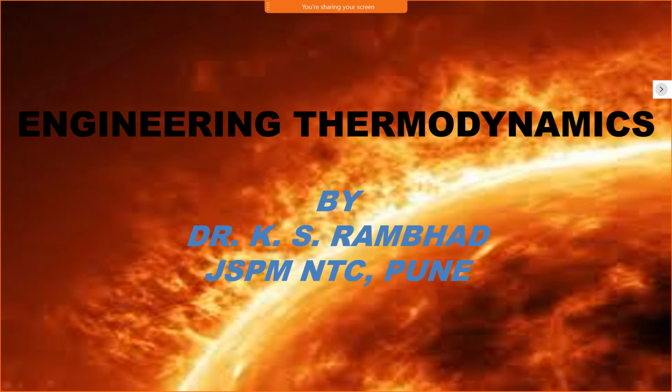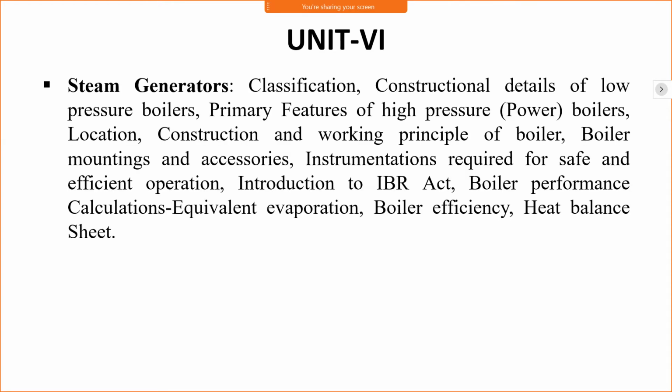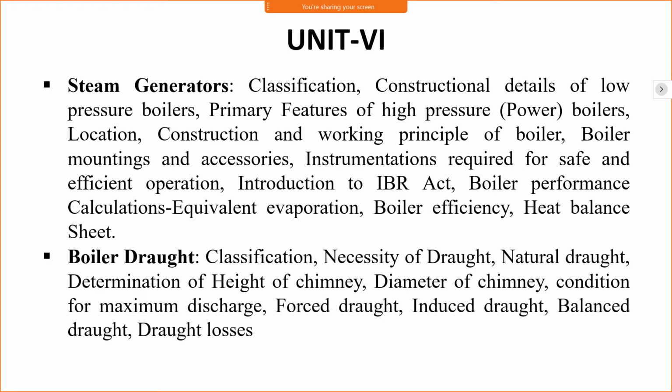Engineering thermodynamics. We'll start unit number 6. There are two parts in unit number 6. First is steam generator and second is boiler draught. Boiler draught is an integral part of steam generator, therefore this part is given in unit number 6 itself.